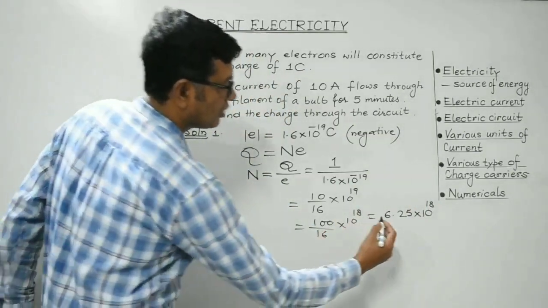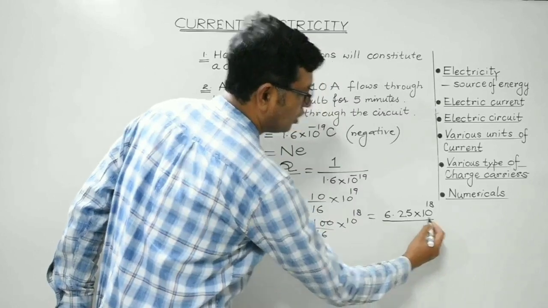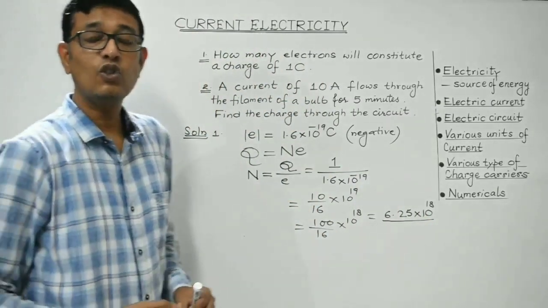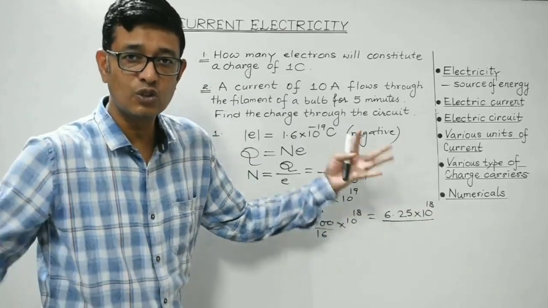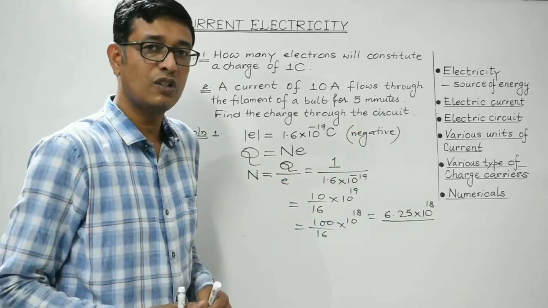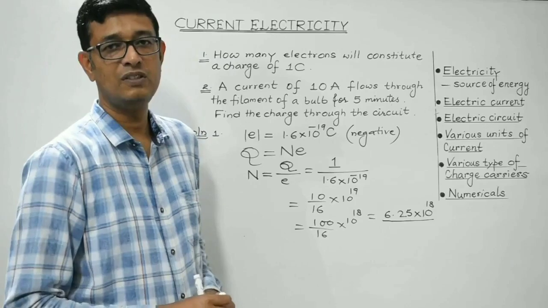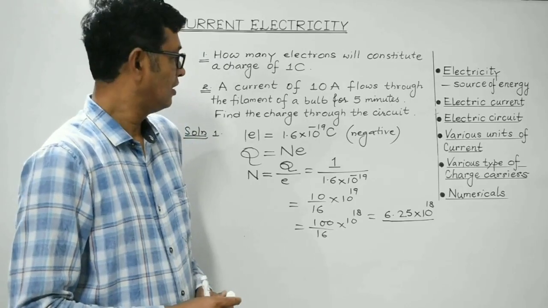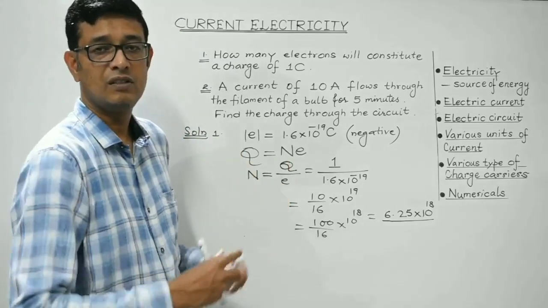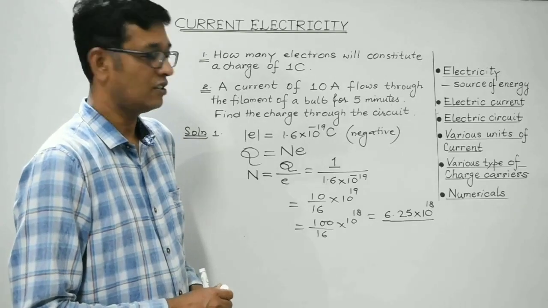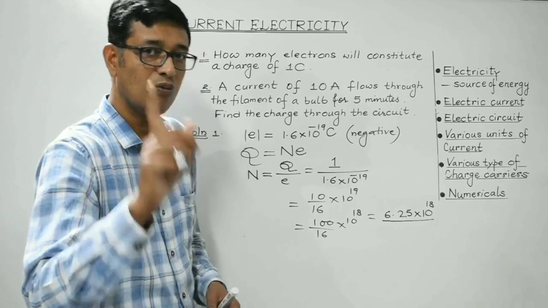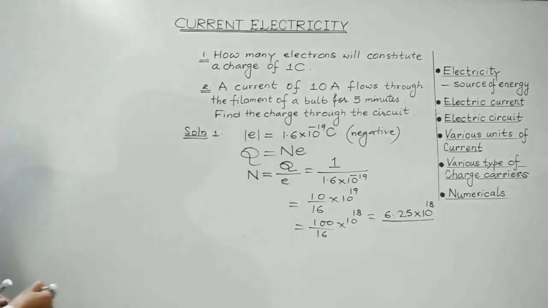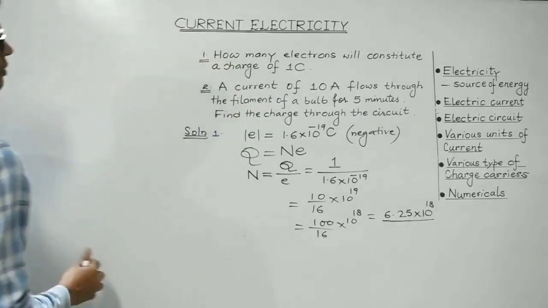So students, this is a very, very important result. Do remember this result. So 6.25 into 10 raised to 18 electrons together will constitute a charge of 1 coulomb. Right? So 1 coulomb is a large unit of charge. So these electrons collectively will constitute a charge of 1 coulomb. Right? So that's the solution for question number 1.